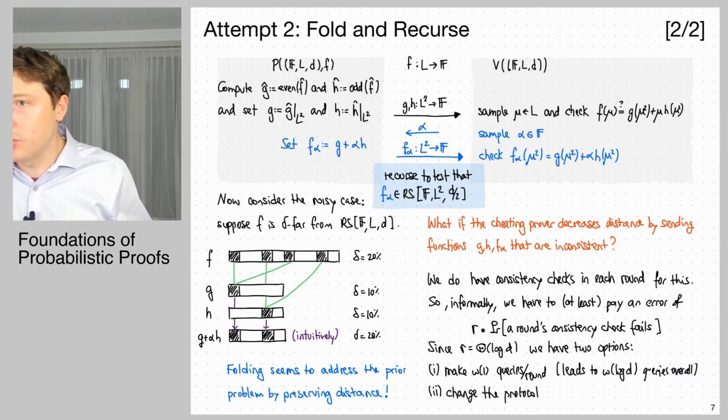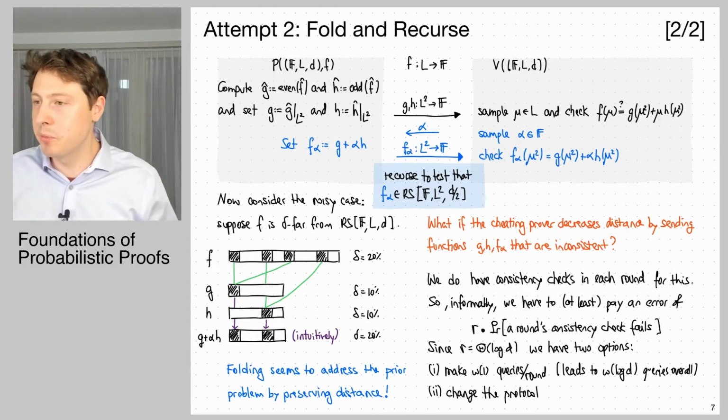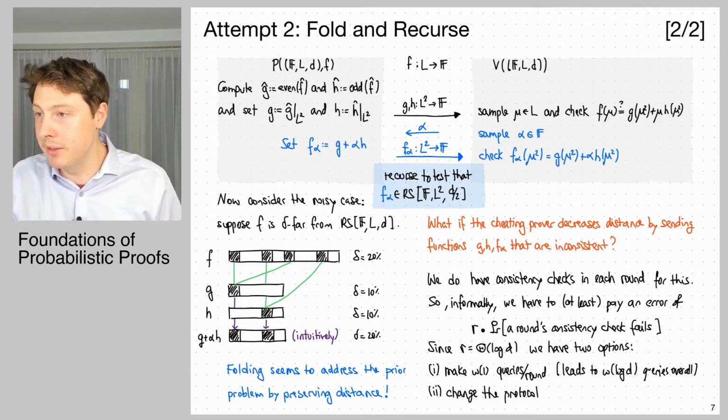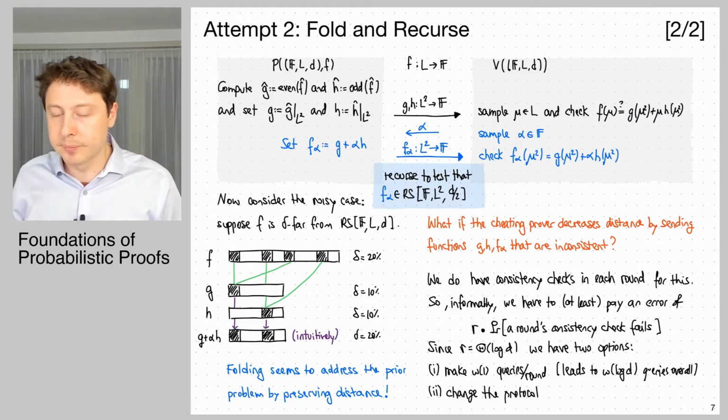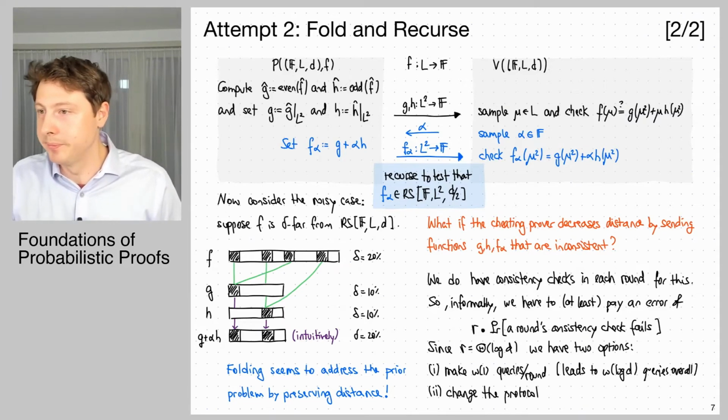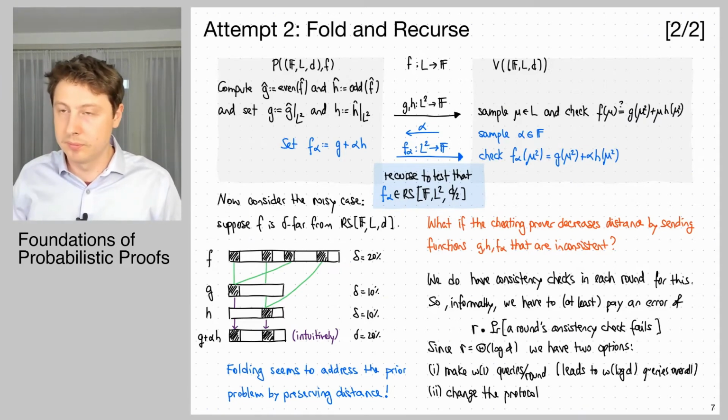So there's a question about whether folding solves both the problems of having a linear number of queries and of distance decay. Yes, it solves both. More questions? Maybe to check the intuition.